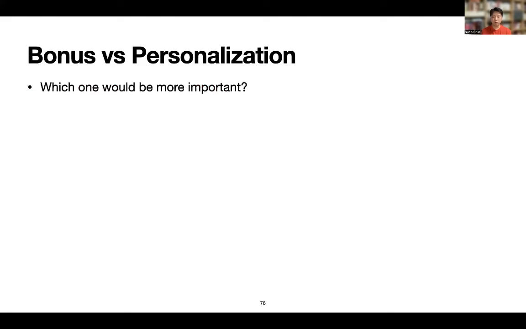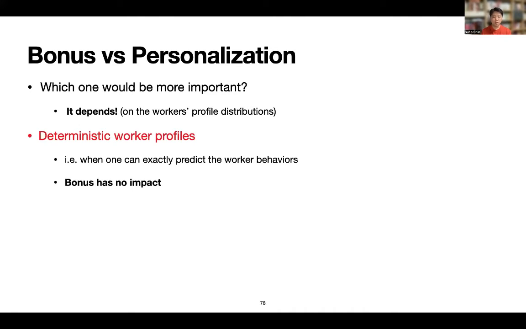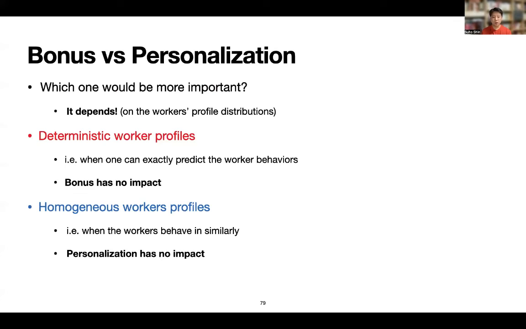So now one might wonder which one is more important among personalization and bonus. The answer is that it actually depends on the worker profile distributions. Say that worker profile distributions are given in a deterministic manner, then bonus does not have any impact, as we can exactly pay them the corresponding cost as a base payment. On the other hand, suppose that we are given homogeneous worker profiles so that all the workers share the same distribution, then it is obvious that personalization has no impact at all.